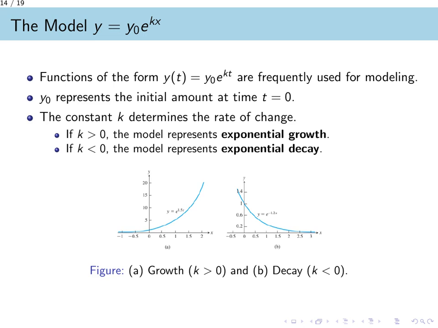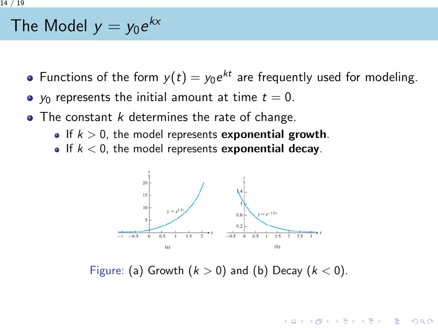This powerful model is written as y equals y naught times e to the power of kx. Here, the term y naught represents the initial amount of a quantity at time 0. The most critical part of the model is the constant k, which determines the rate of change. If k is a positive number, the function describes exponential growth, where the quantity increases at an ever faster rate. If k is negative, the function describes exponential decay, where the quantity shrinks over time, approaching 0.